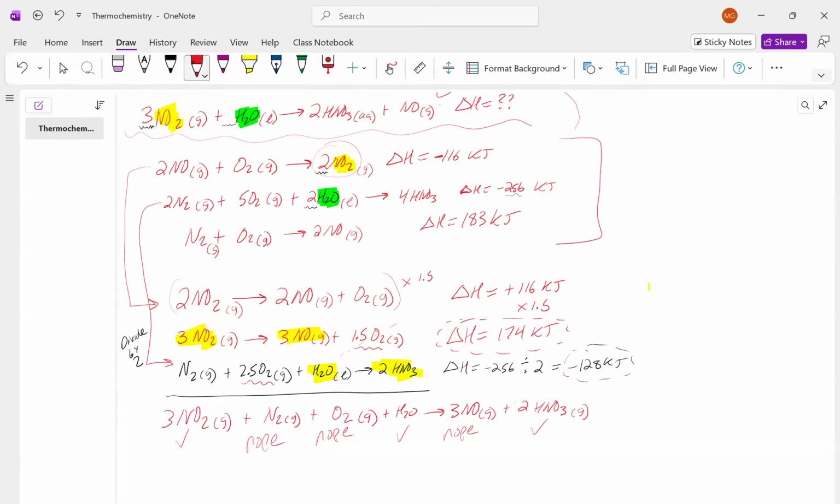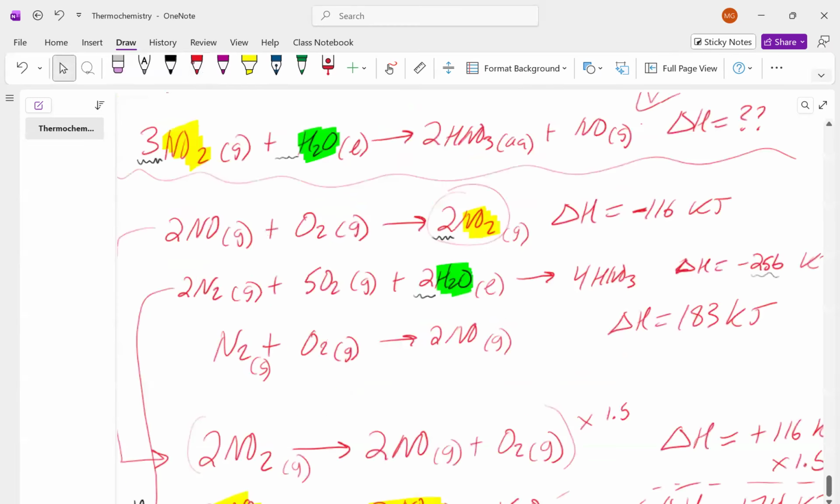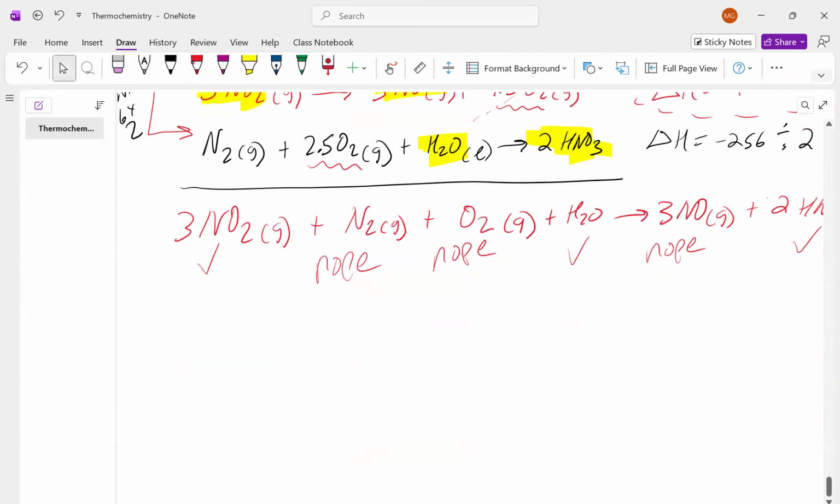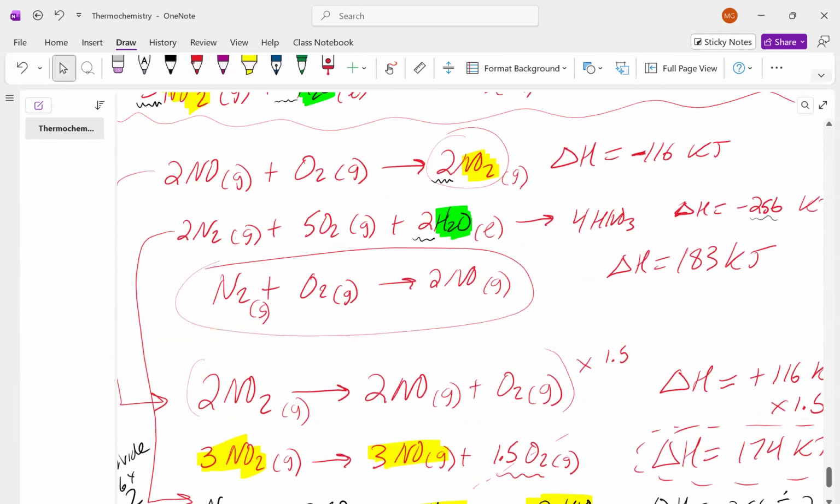Okay, so I'm going to go back to my original given equations here. And notice I have a third one I haven't done anything with that has everything in it that I want to try to get rid of. I need to get rid of two NOs, and I need to get rid of a nitrogen and an oxygen. Well, that's what that third equation is there for.